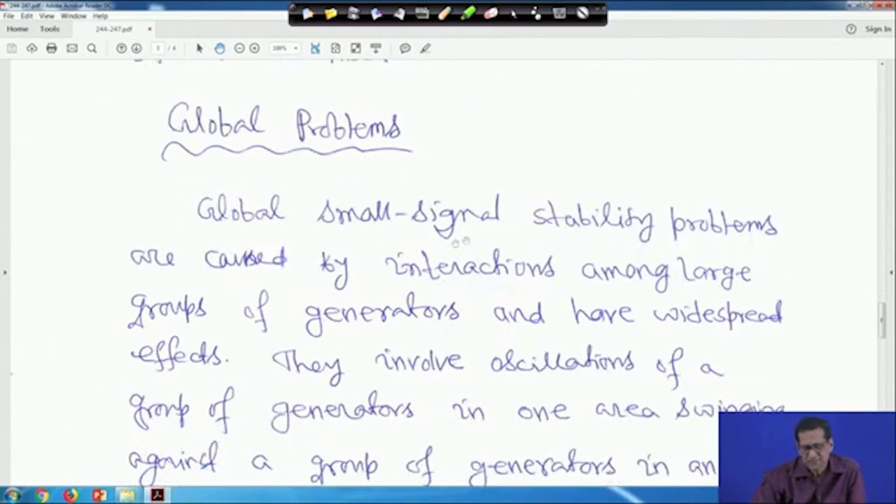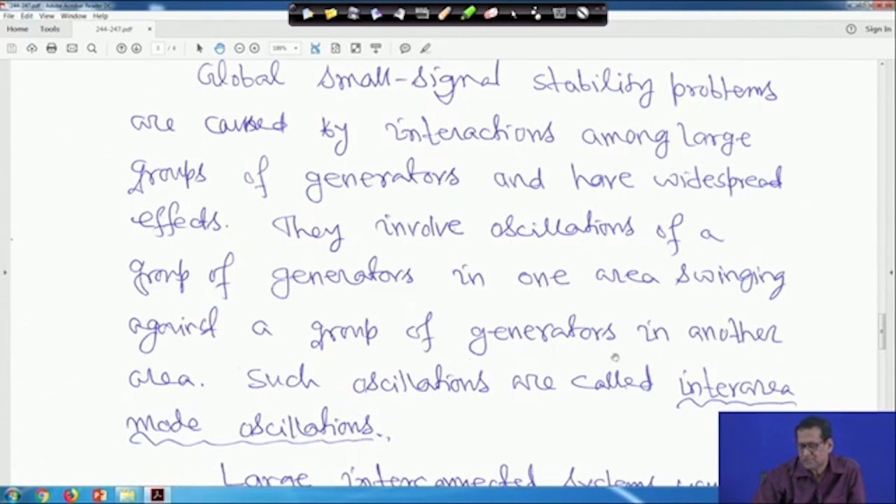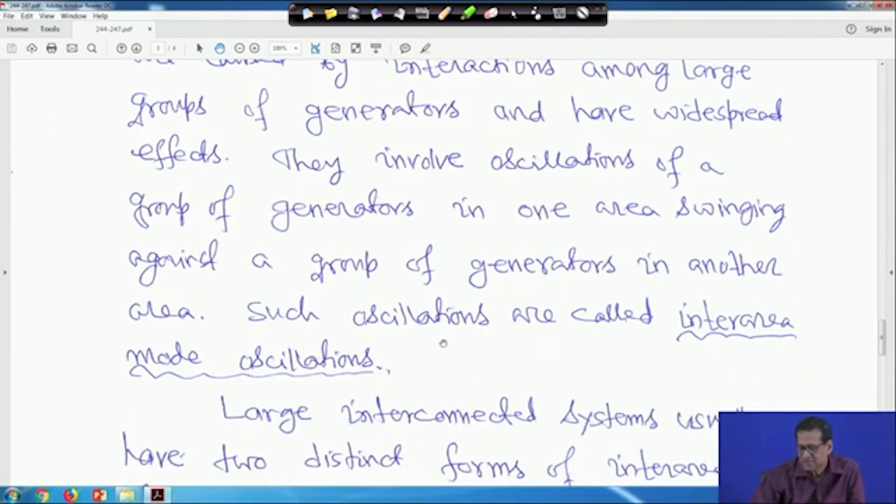Global small signal stability problems are caused by interaction among large groups of generators and have widespread effects. They involve oscillations of a group of generators in one area swinging against a group of generators in another area. This is a multi machine system stability problem, so it is beyond the scope of this course as far as classroom exercise is concerned. Such oscillations are called inter area mode oscillations.